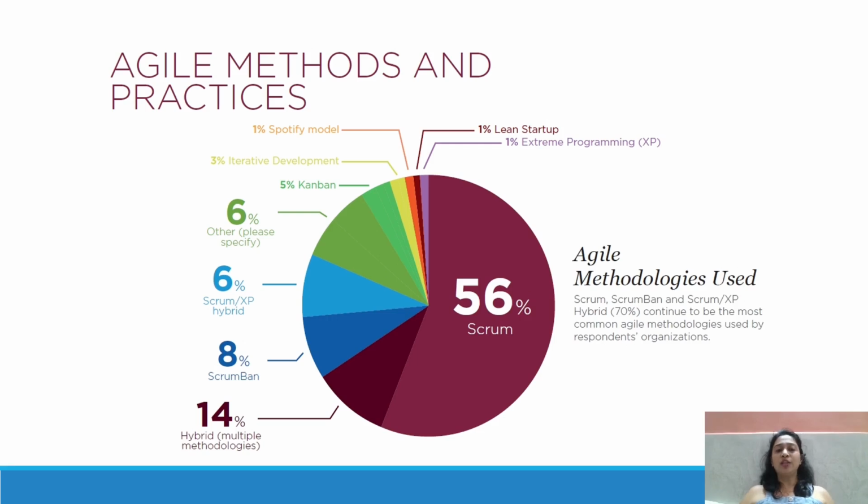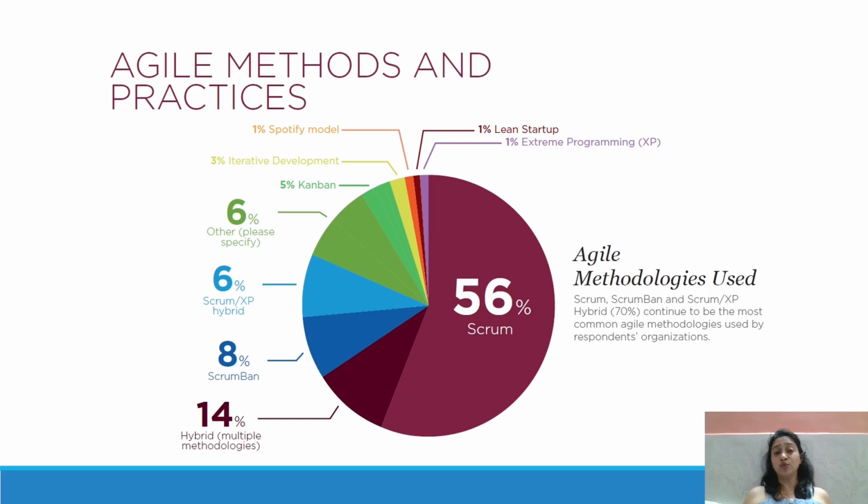This is agile methods and practices. It shows which agile methodology is used where and how. You can see in that pie chart, the color codes are there, right? So 56% of projects use Scrum for software development, correct? 56%. Then 5% is Kanban, 1% is Lean, which is for startups. Also 1% is XP, also for startup projects. Then iterative is 3%, and others are 6%.